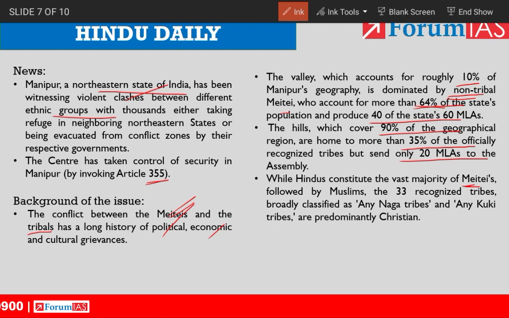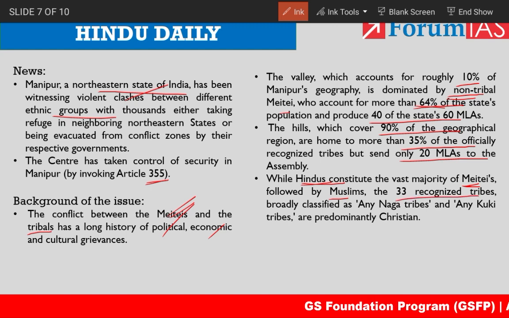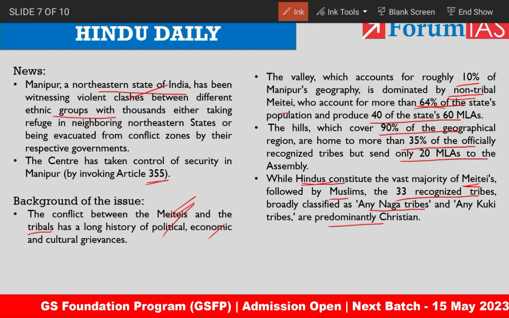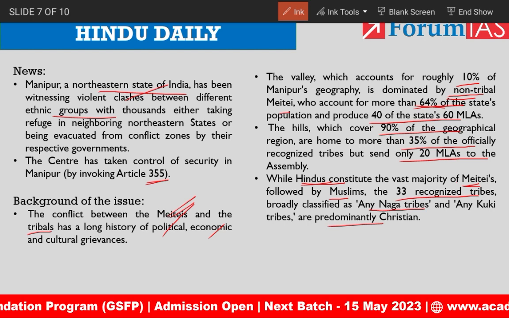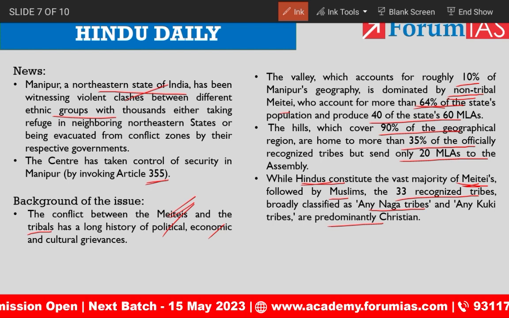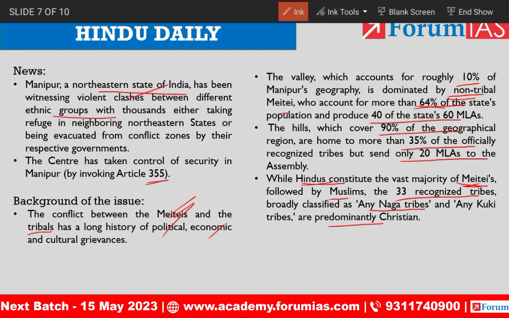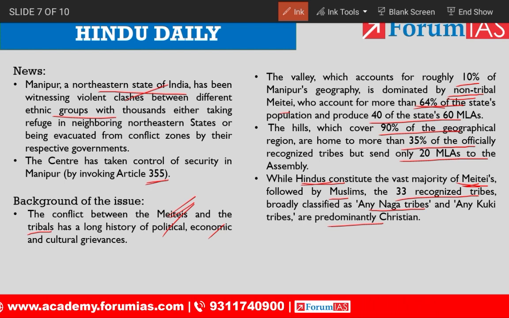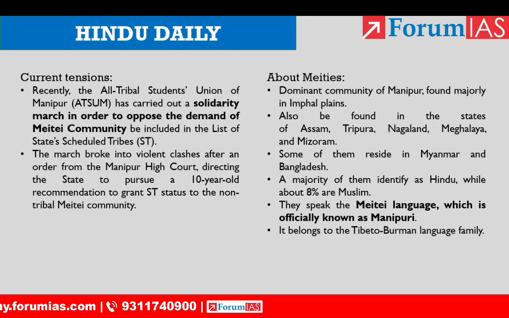But you should know Meiteis are non-tribals, and the majority of them are Hindus, followed by Muslims. And there are 33 recognized tribes, and most of the Nagas and Kukis are Christians. In the 1940s and 1950s, they were all converted to Christianity. So the problem here is that the Meiteis living in the valleys are non-tribals and Hindus, and it is against the people living in the hills who are Kukis and Nagas, and they are mostly Christian, and a few of them follow animistic faith.